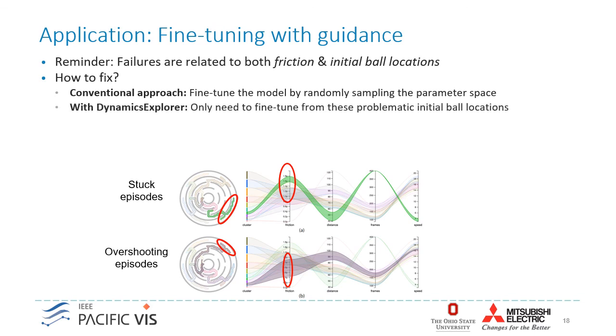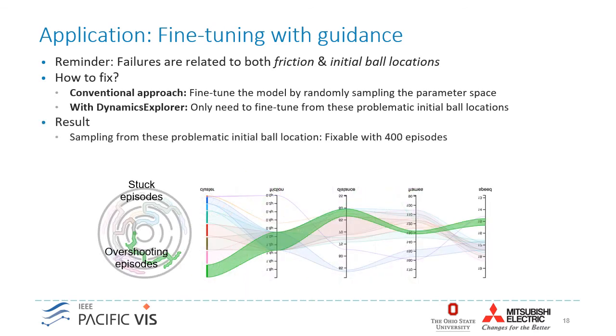Now, as DynamicsExplorer indicates that the fail cases are correlated with a limited range of initial ball locations, they only need to fine-tune from these locations. The figure below overviews the episodes after such a guided fine-tuning. With only 400 more episodes to train, the overshooting and stuck phenomena were gone. On the other hand, if we still do random sampling, we found that the fine-tuning needs 10,000 more episodes to fix the issue, which is much longer.